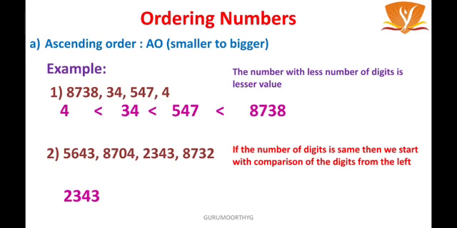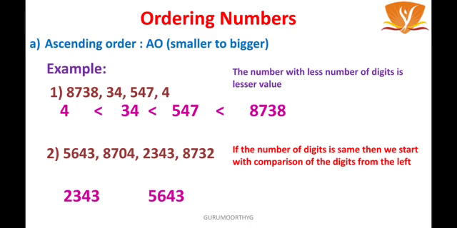Therefore the smallest number is 5. So we are going to select 5643. Next we are going to compare the remaining 2. The remaining 2 numbers, the thousands place are same. Next we are going to compare hundreds place. The hundreds place is also same.